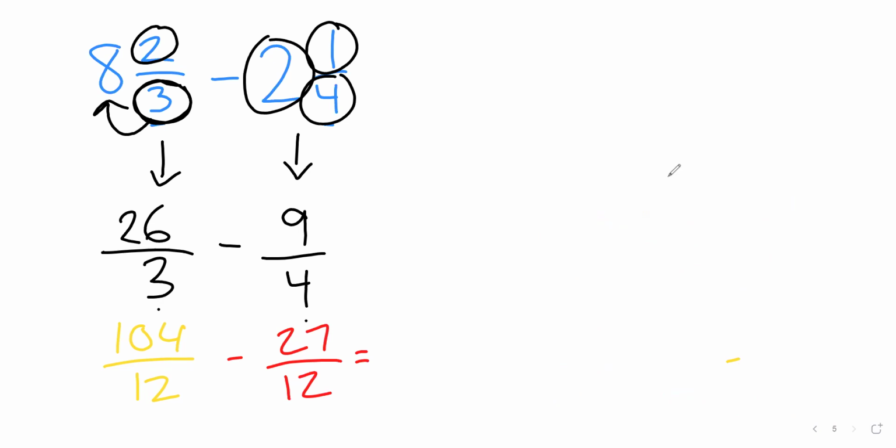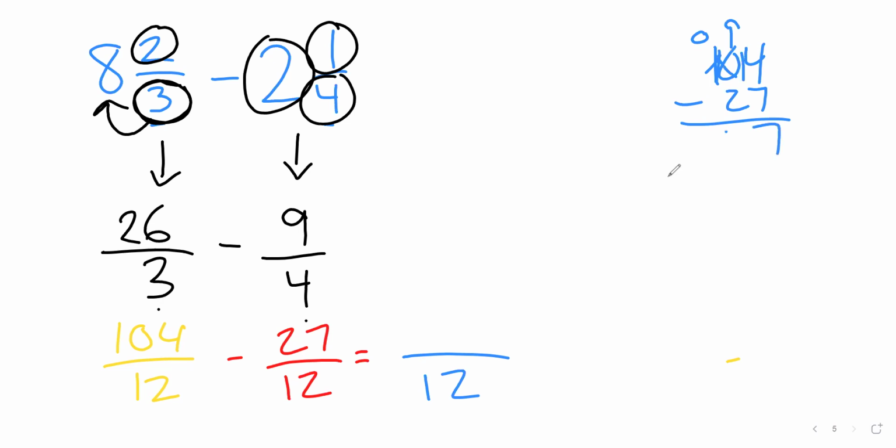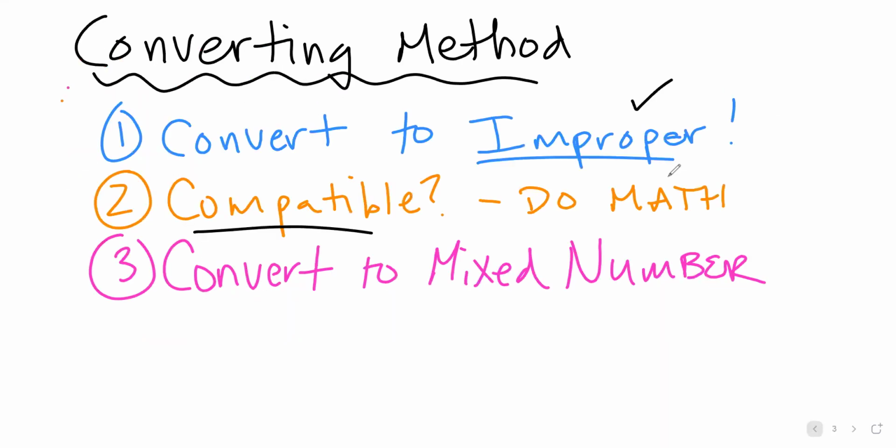And then we're just going to do this math here, right? My denominator stays the same. And then I have 104 minus 27. Let's see, that does not work. So I need to do some regrouping. 77. So 77/12, but I'm not done. So this is that last piece here where I need to convert it back to a mixed number.